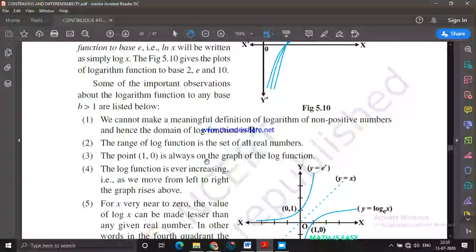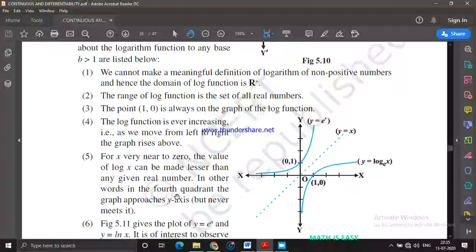The point (1, 0) is always on the graph of the log function. The log function is ever increasing. That is, as we move from left to right, the graph rises above. Even we studied for the exponential function also, the graph increases when you move from left to right.